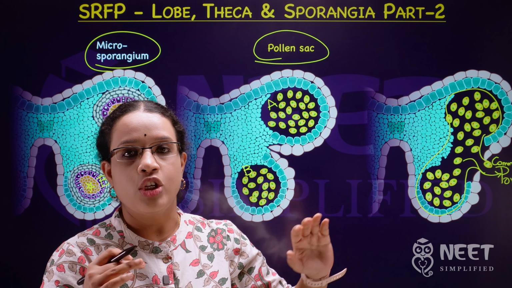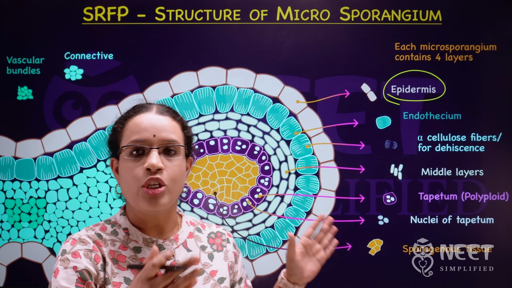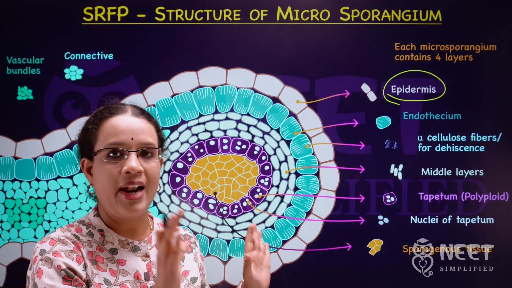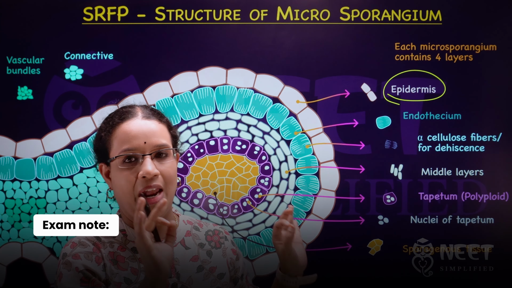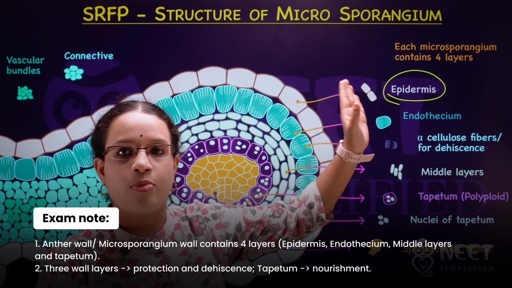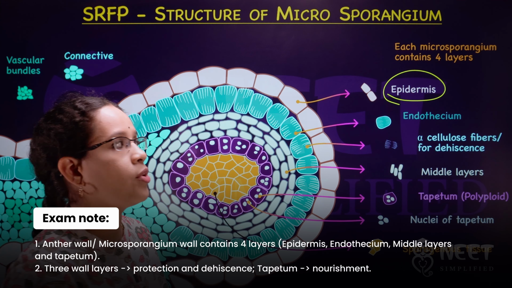Now let us understand further about the structure of the anther. What are all the layers present? Coming to the outermost layer, you will find the epidermis. Understanding the whole diagram as you have seen previously is really difficult, so we are magnifying this particular part and we are able to see everything clearly. The outermost part is the epidermis, which is a protective layer. Beneath epidermis, you find a single layer of endothecium, and I hope you're all finding these white fibrous structures, isn't it? These are called the alpha cellulose fibers, which are very important for dehiscence.